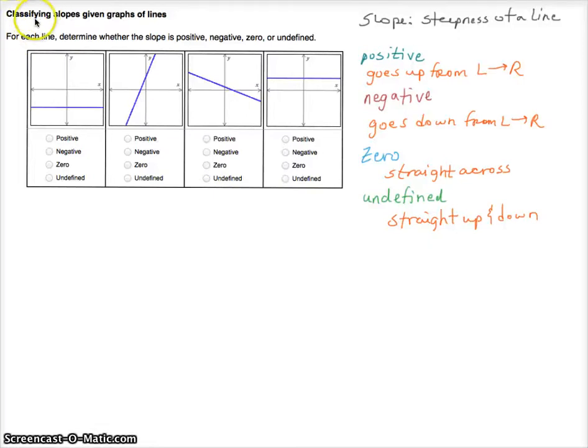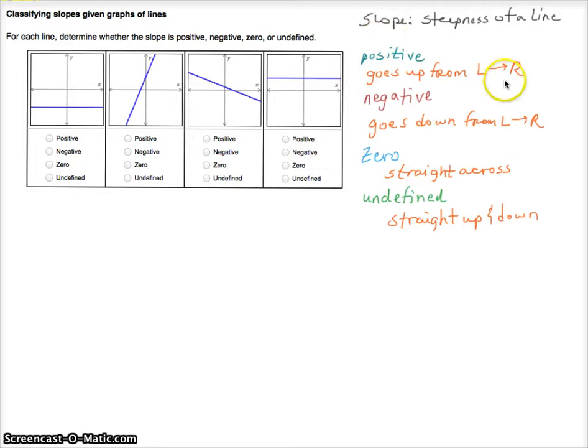Today we're going to be continuing our discussion about slope of a line: classifying slopes given graphs of lines. So here we have a bunch of different graphs. We have 4 different graphs of lines with all different slopes. So let's look at slope a little bit more.